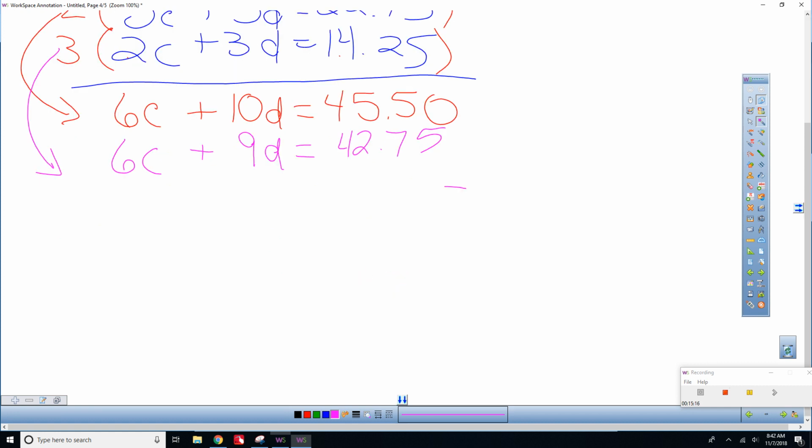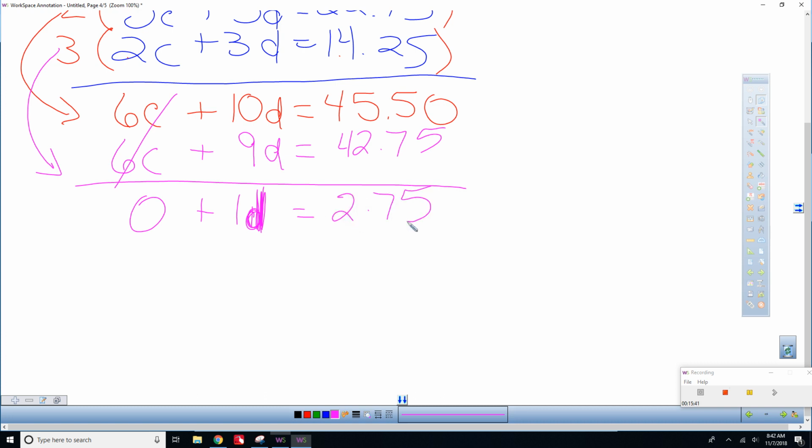All right. Now, what's 6c minus 6c? Nothing. 0. You hate that I write that, right? I just don't want to confuse anybody. Yep. You can write it as D, but math Excel likes just D. Yep. And what's 4550 minus 4275? That would be 2 point. Okay. So now we know D is 2.75.